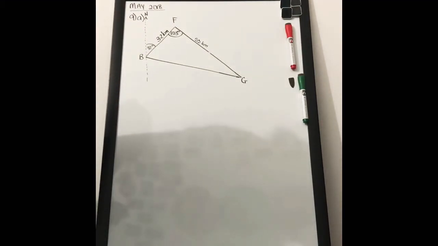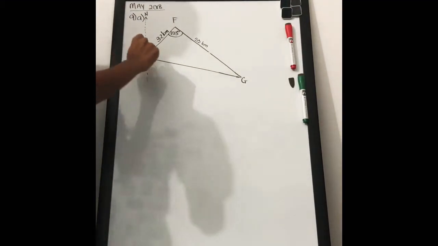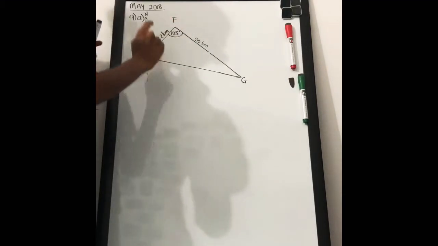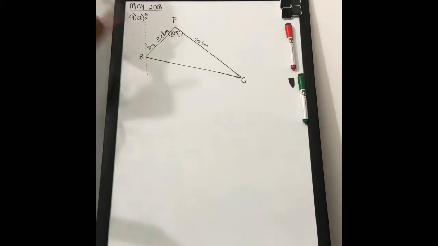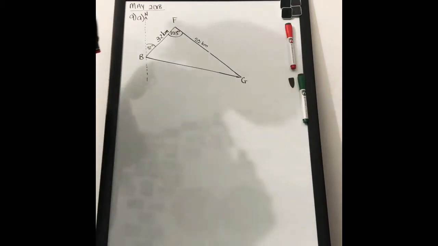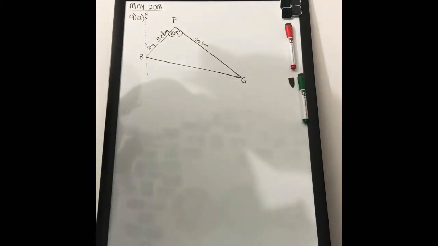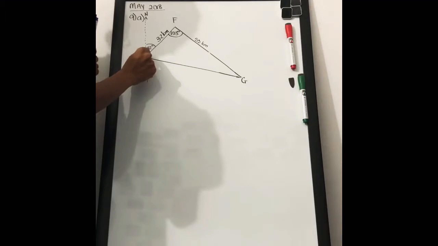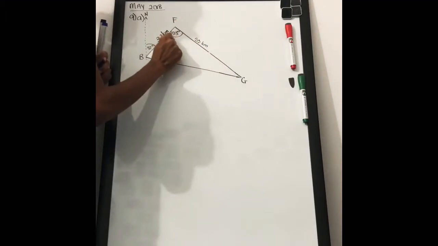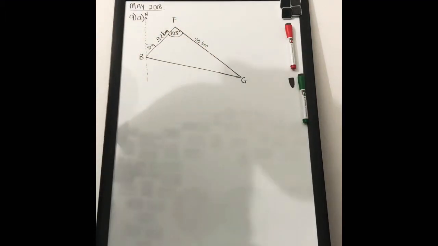The distance BF is equal to 32 kilometers. We have FG as being 55 kilometers. And the angle BFG, which is the angle in the middle at F, is 103 degrees. And F is on a bearing of 042.